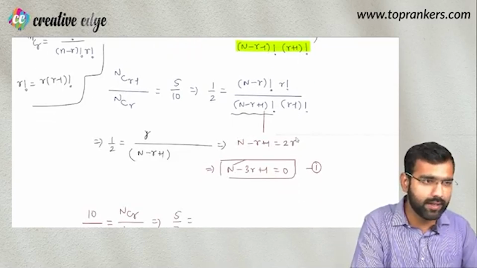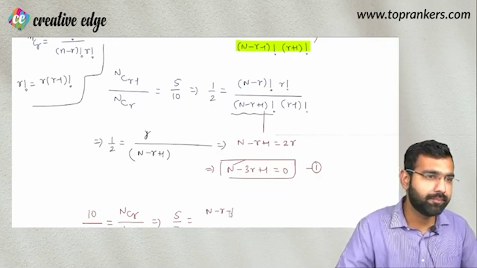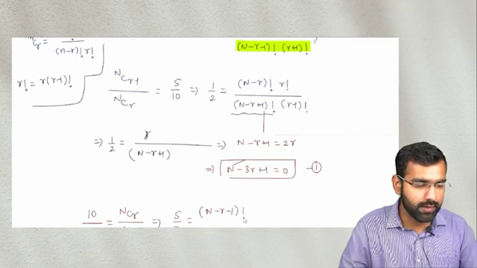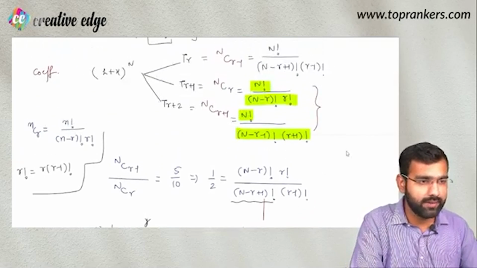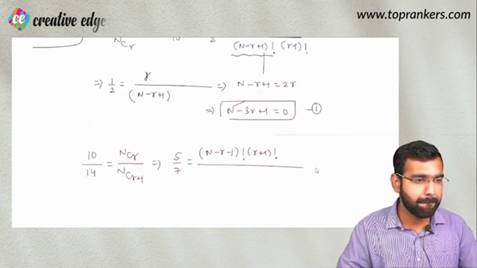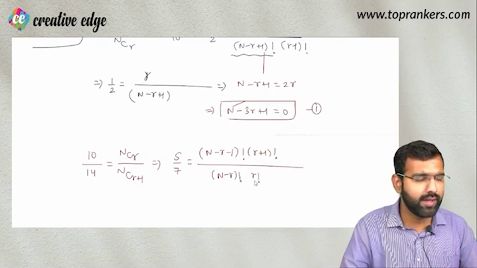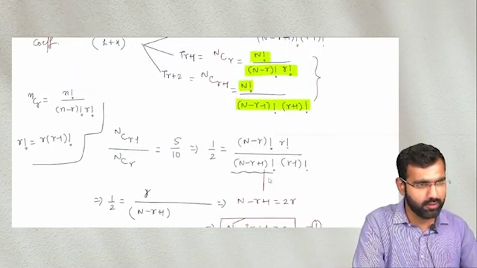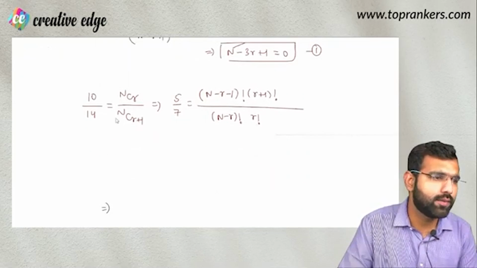So I'm recorrecting it. So it is going to be n minus r minus 1 factorial into r plus 1 factorial, right? Divided by this denominator, n minus r factorial into r factorial. So it will be capital N minus r factorial into r factorial. That's why I thought that there is something wrong here. I think I have written it properly right now. Now, when you simplify this, what do you get finally?